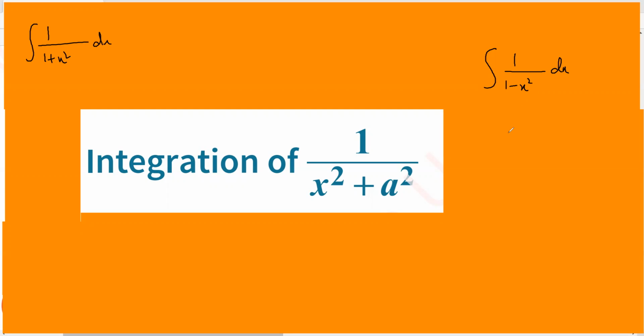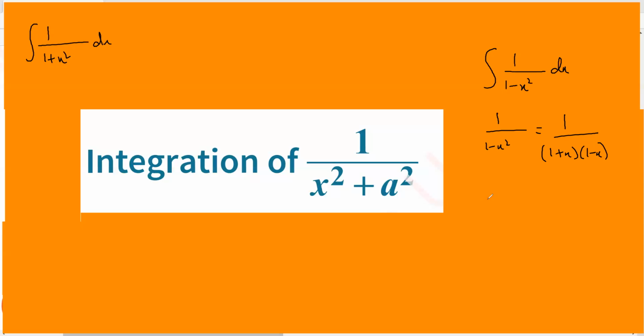No, no, no. You will have to write its partial fractions. Okay, you have done this already. This is 1 over 1 minus x square. This can be factorized: this is 1 plus x into 1 minus x. This has already been covered. You will write its partial fractions and then you will integrate this.